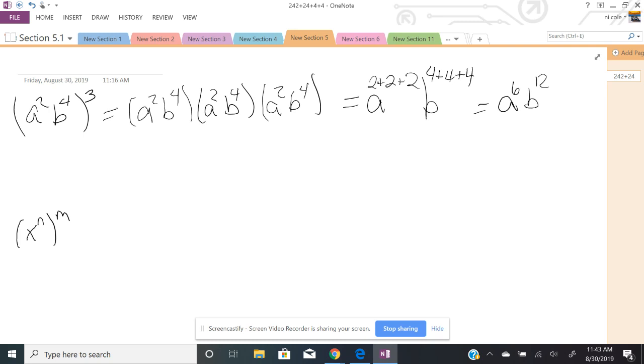Well, 2 times 3 is 6. So does that hold for the 12? 4 times 3 is 12. So the power rule, so this is a power to a power, is you multiply. So you have m times n for your answer.